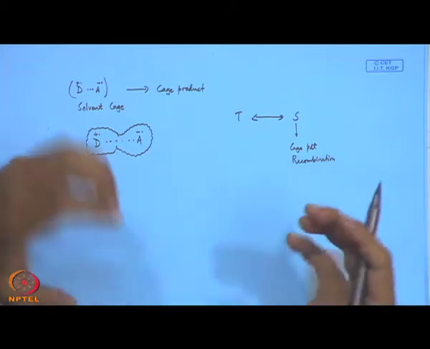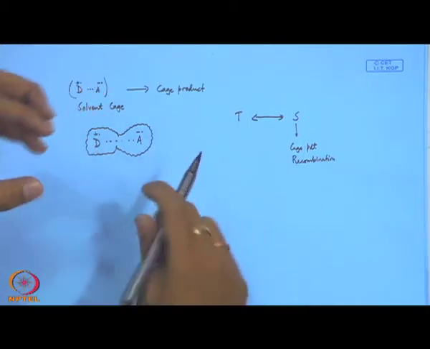Recombination means basically they will recombine. You have got one dot over here, another dot over here. Now they will come close to each other, and if this one is up spin and this one is down spin, they will immediately recombine. But if they are both up spin or both down spin, then they will not recombine unless there is a spin flip.